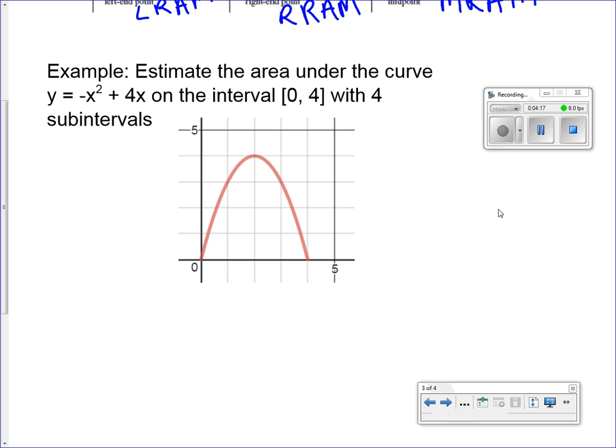So let's start with LRAM. So we're going to draw 4 rectangles. Each rectangle is going to be a width of 1 unit. And the left side of the rectangle touches the curve.